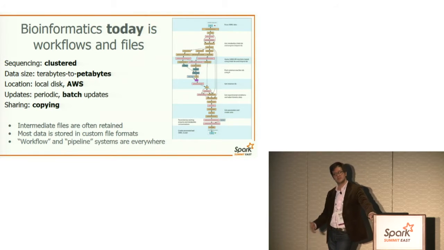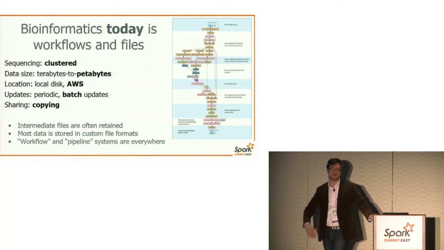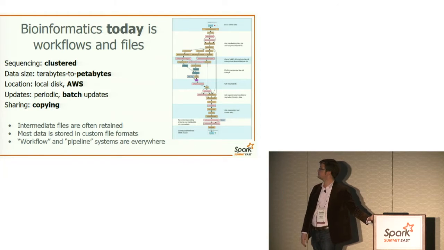You've got various companies that have large collections of sequencers. There's BGI in China. There's a small number of places that have the lion's share of sequencing capacity in the world today. And large computational analyses today talk about analyzing data in the size of terabytes to petabytes. So when you say we're going to analyze 5 petabytes of genomic data, that's a fairly large analysis today.